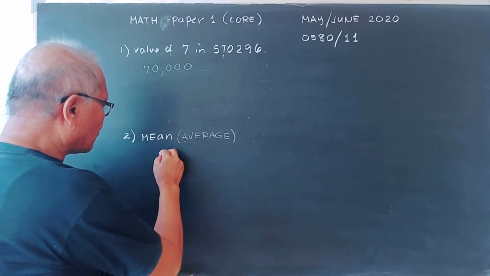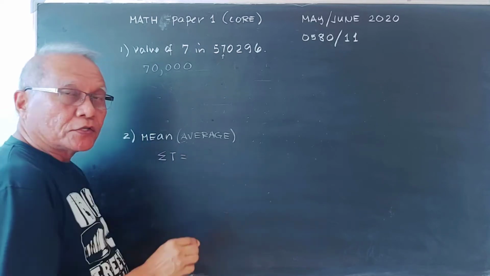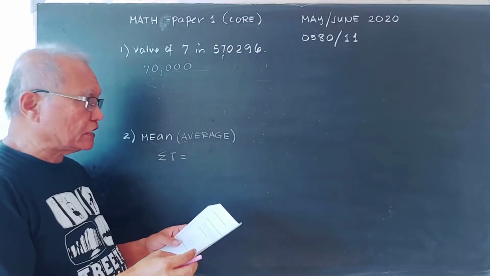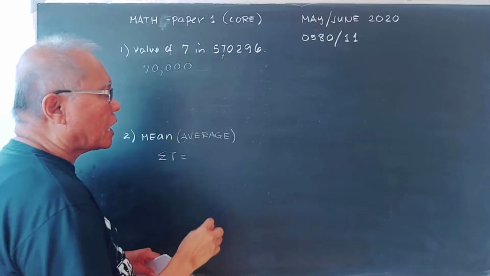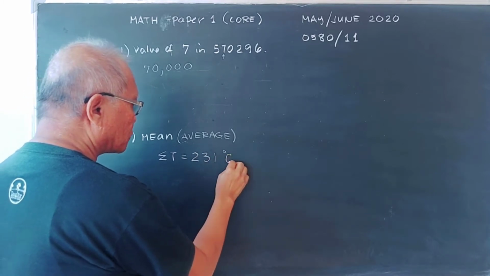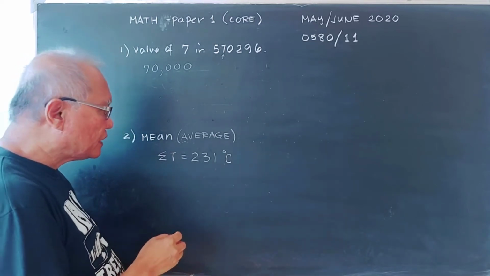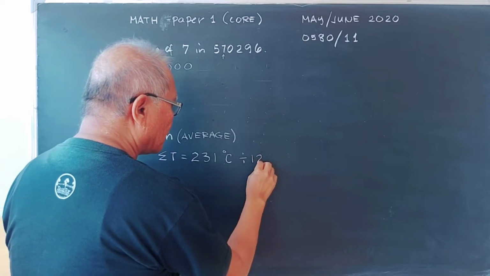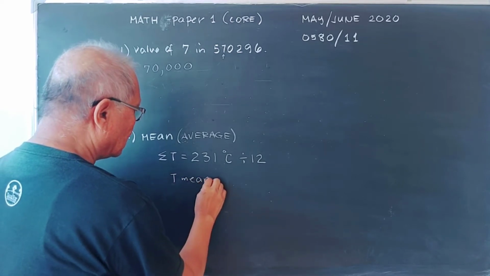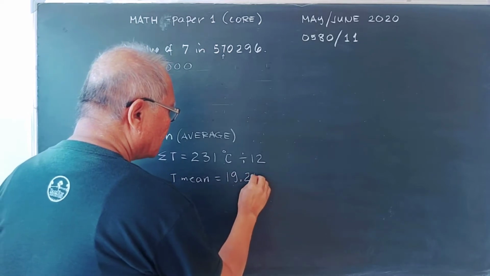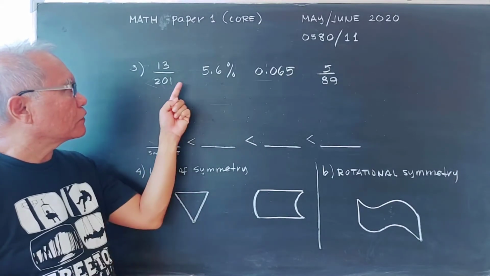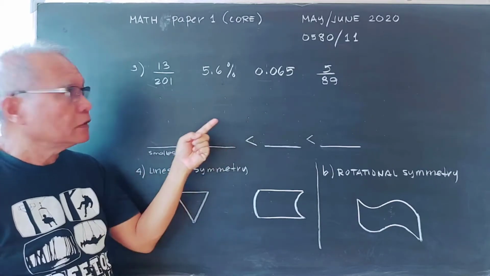Let's get the mean now. To get the mean, we get the summation of temperature. So we're going to add the temperatures from January, which is 9, up to December, which is 10 degrees Celsius. If we add these 12 temperatures, our total will be 231 degrees Celsius. Now to get the mean, we just divide it by 12 because we have 12 temperatures. And the mean temperature here is equal to 19.25 degrees Celsius.